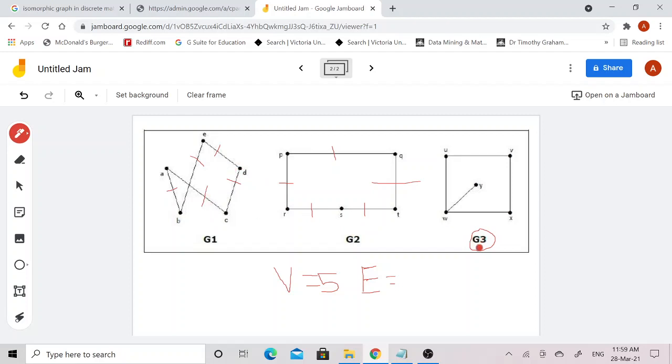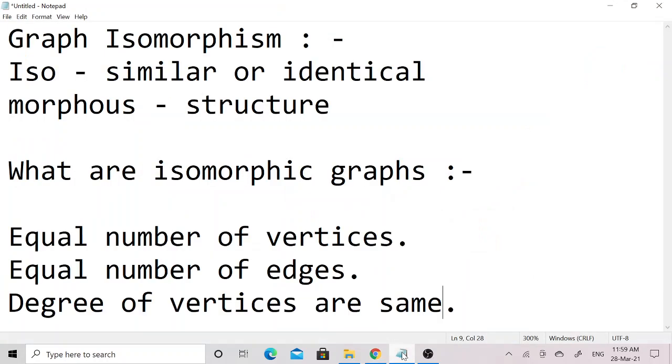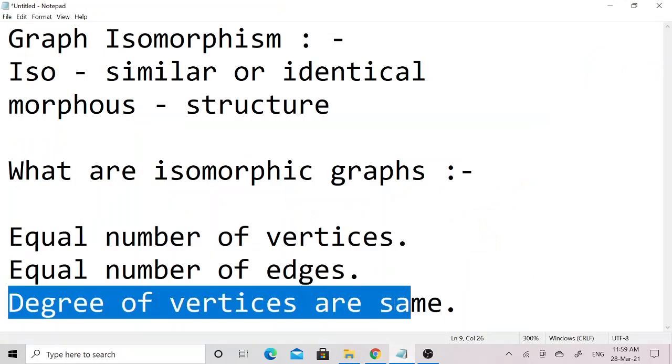Now concentrate on graph 3, that is labeled as G3. This is the edge 1, edge 2, edge 3, edge 4 and edge 5. So edges are also same. Both graphs contain similar number of vertices as well as similar number of edges. Now we need to look at the third parameter, whether degree of vertices are same or not.